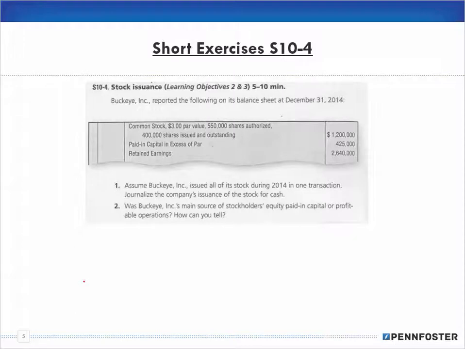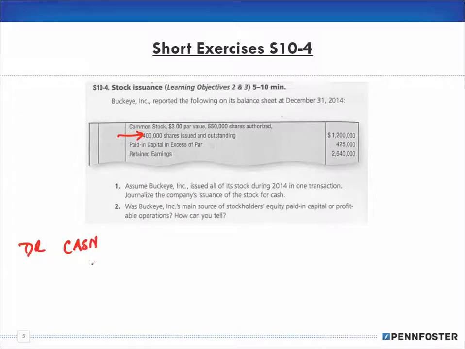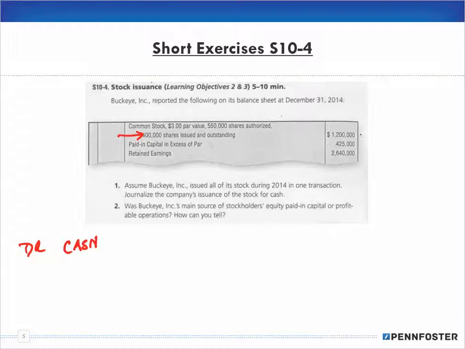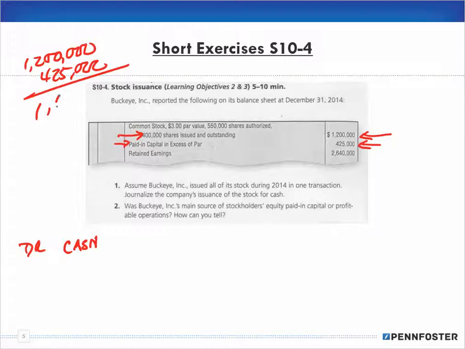So to journalize it, we're journalizing the issuance of the stock for cash. Okay, let's start out with cash. So I'm going to get cash, so I'm going to debit my cash. Now the question is how much cash am I getting? Okay, well, they're issuing the 400,000 shares, so that's 1,200,000. And we had paid in capital in excess of par of 425. So that's 1,625,000. Right, so we're going to debit our cash for 1,625,000.